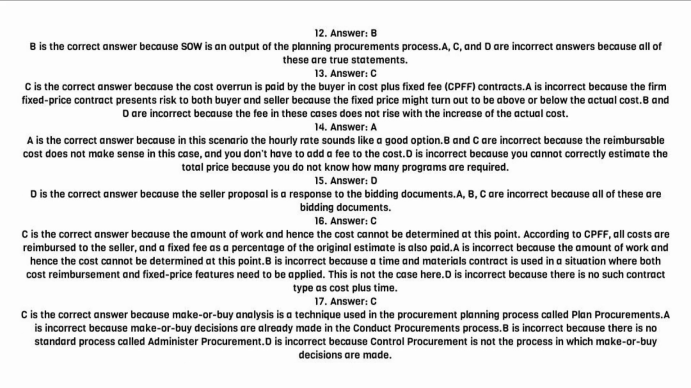12. Answer B. B is the correct answer because SOW is an output of the plan procurements process. A, C, and D are incorrect answers because all of these are true statements.